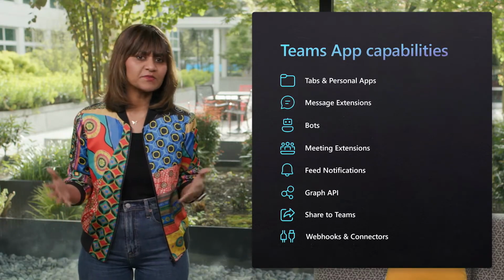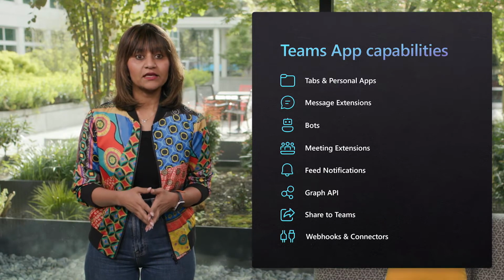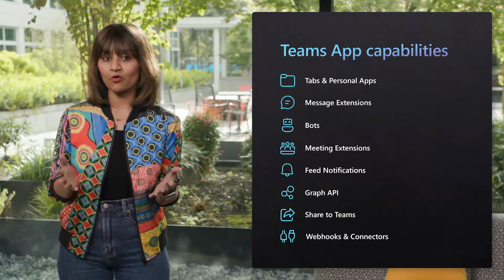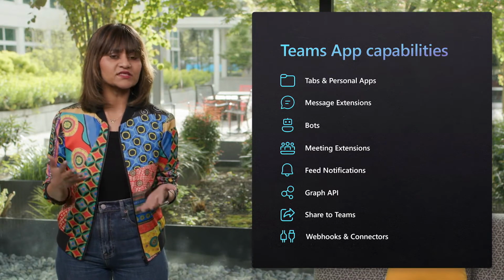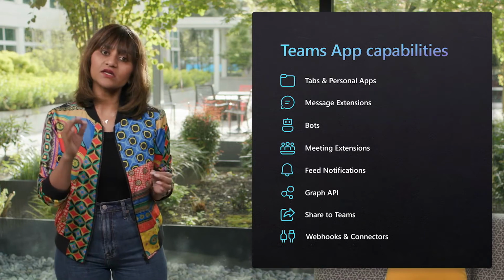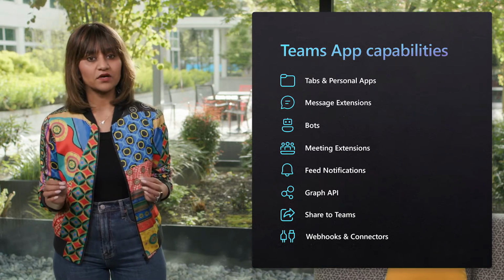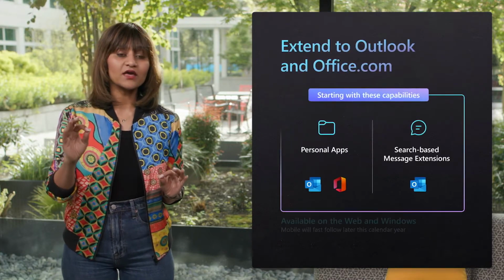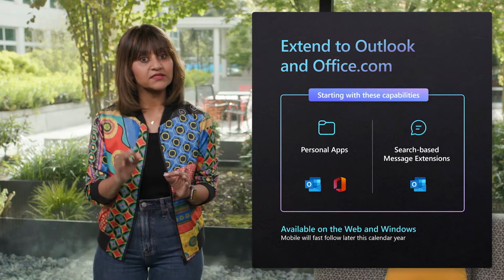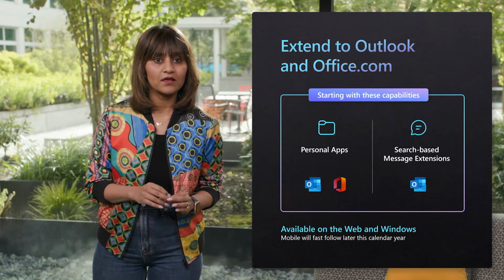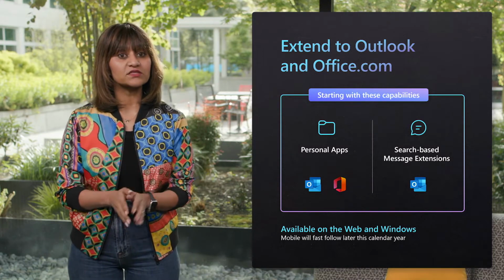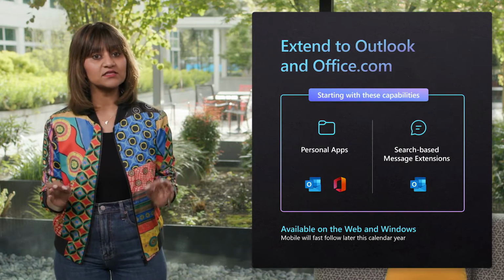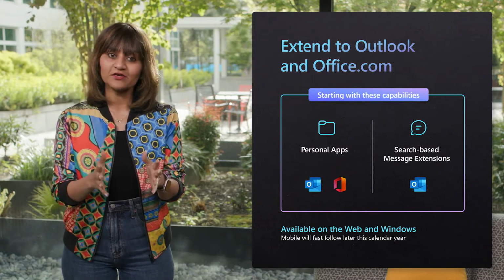Now, your Teams apps may support a multitude of capabilities, including channel tabs, personal tabs, messaging extensions, meeting extensions, and more. As we thought about extending these capabilities, the notion of contextual relevance became top of mind for us. And you'll see it reflected across the board, including in the way we have designed and organized the APIs in this new SDK. With that guiding principle, we've chosen personal tabs and search-based message extensions as the first set of capabilities to extend beyond Teams to Outlook and Office.com.